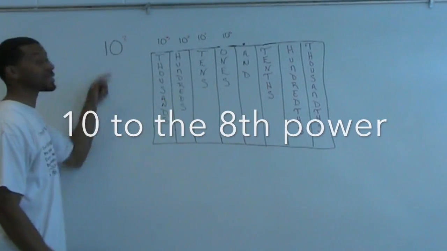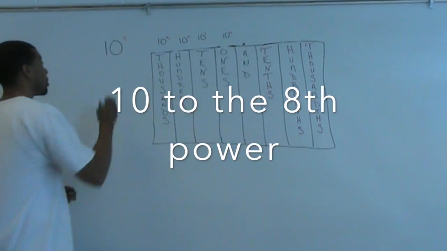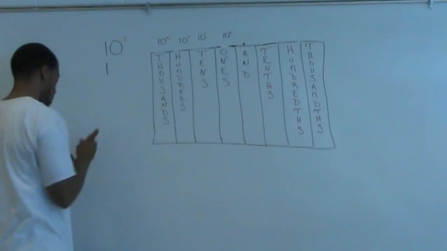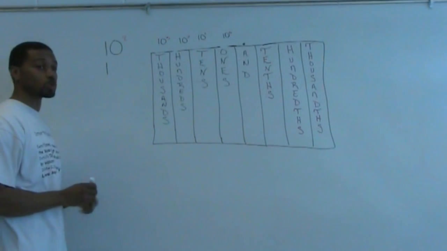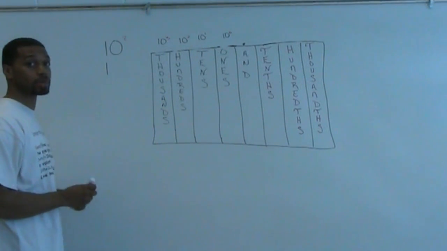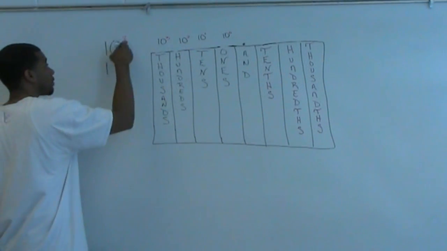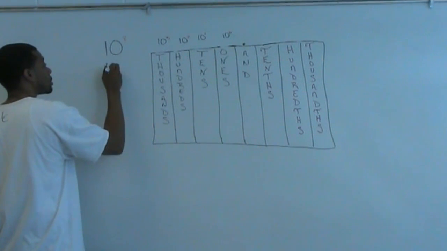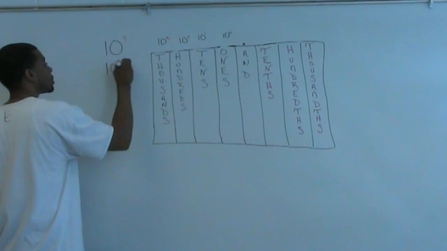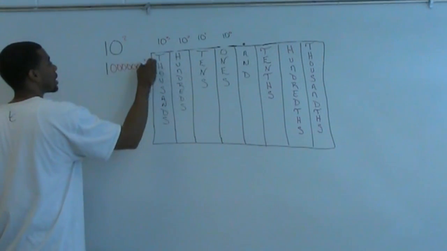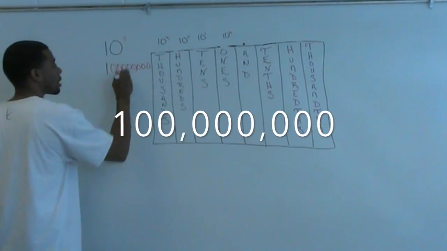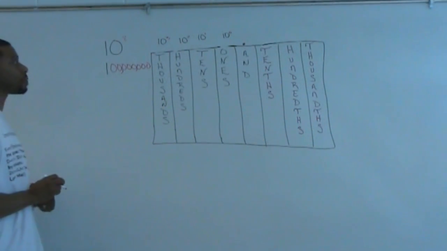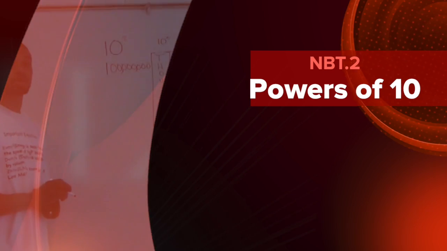Let's take 10 to the 8th power. I'm going to bring my 1 down. The 8 lets me know how many zeros there are behind my 1. So I have 8 zeros behind my 1. 1, 2, 3, 4, 5, 6, 7, 8. Then I add the commas. So 10 to the 8th power will be 100 million.